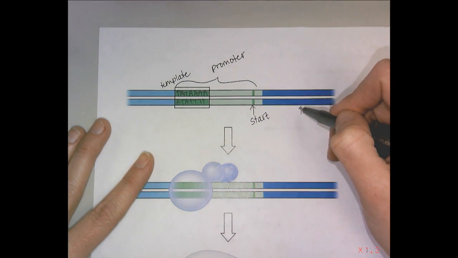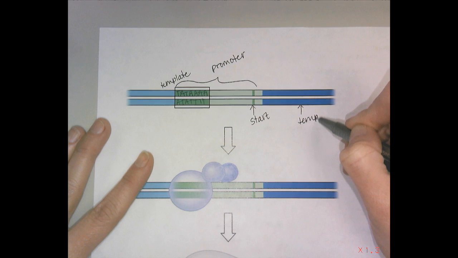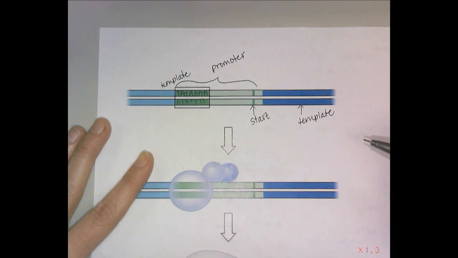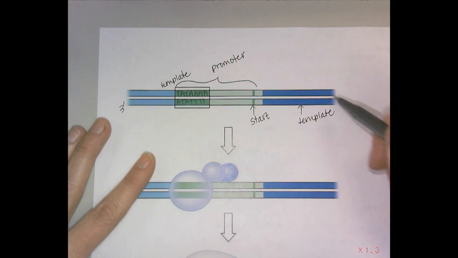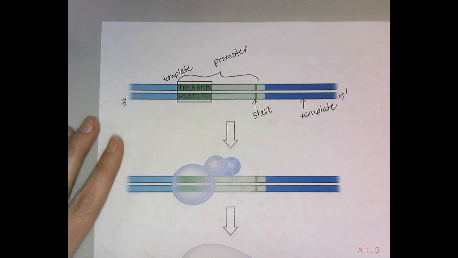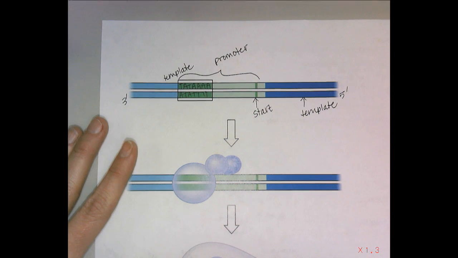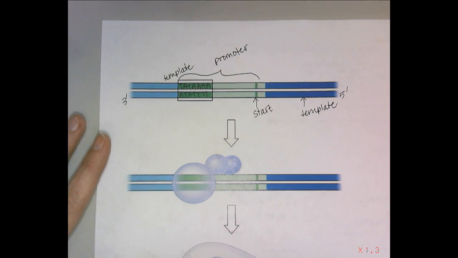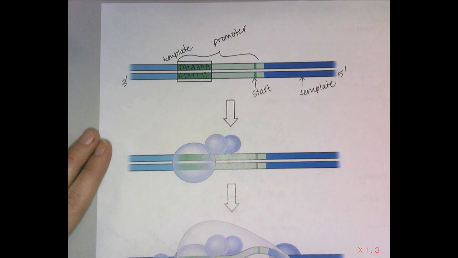Your template strand of DNA is the one that will produce the mRNA, and it's actually being read 3' to 5' because remember, we always produce new nucleotides in the 5' to 3' direction, and they have to be anti-parallel with each other.